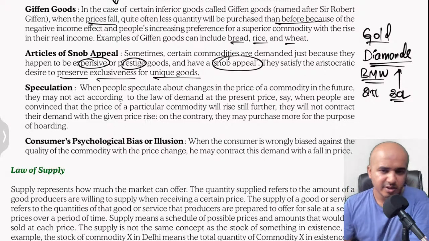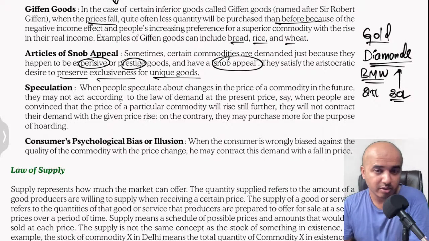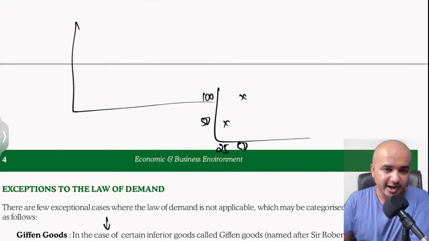So that means, if you think that the price of this particular commodity will increase in future, you may hold. What they're saying is, when people are convinced that the price of a particular commodity will rise still further, they will not contract the demand with the given prices. On the contrary, they may purchase. Okay, now I understood.